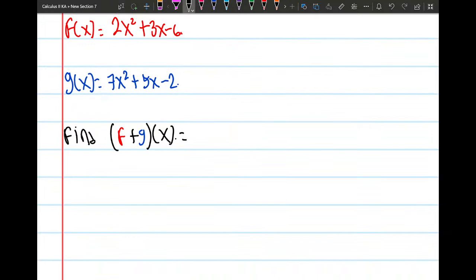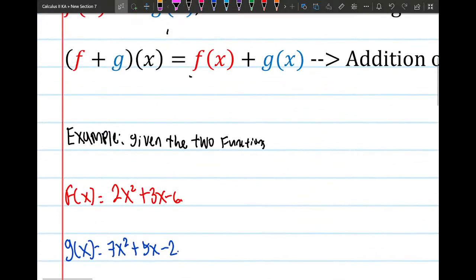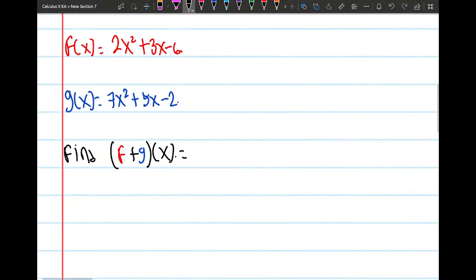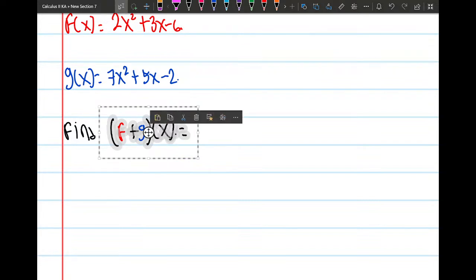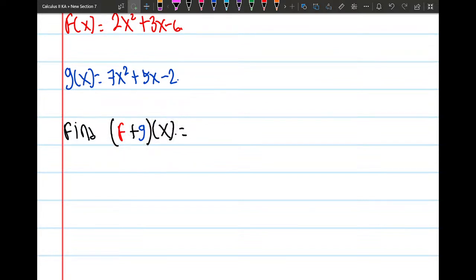Then basically the rule applies, right? We know that the following is true. This is equal to f. So if I just grab this, I'm going to copy this, and then paste it right over here.